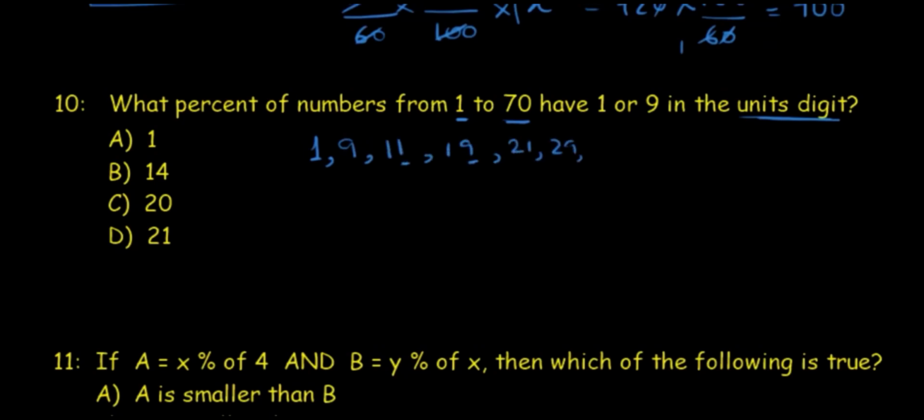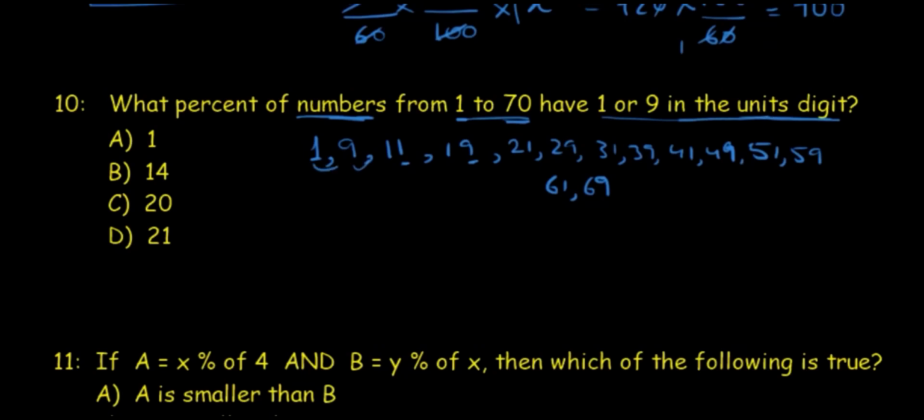I'll just follow that through. 21, 29, 31, 39, 41, 49, 51, 59, 61, 69. So those are the total numbers from 1 to 70 where 1 or 9 is in the units place. How many are there? 1, 2, 3, 4, 5, 6, 7, 8, 9, 10, 11, 12, 13, 14. So it's 14 numbers out of the total, because they're saying what percent is that.